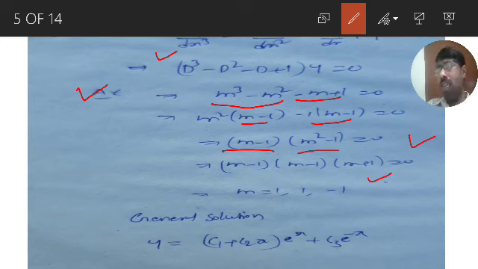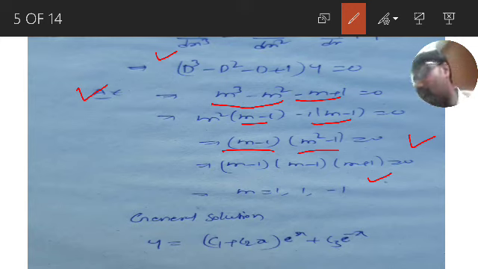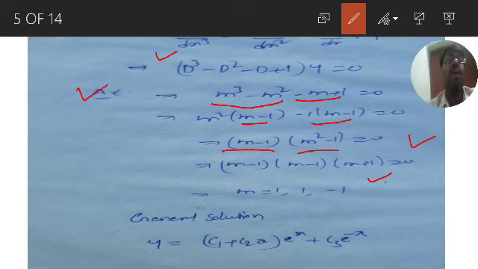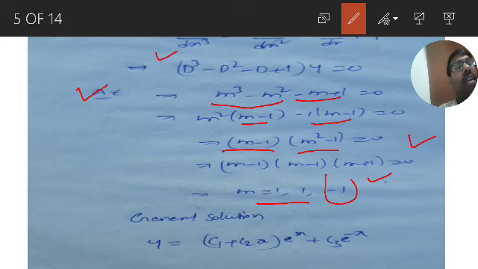Once we get the roots, it is very easy to write the general solution, because we already know the rules. Depending on the roots, how to write the general solution, we already know. What are the roots? The roots are 1, 1, minus 1. So two roots are equal, and the third one is different. Two roots are equal, 1, 1, and the third root is minus 1, different from those two.